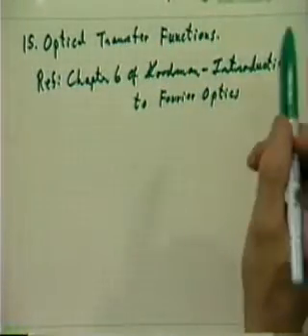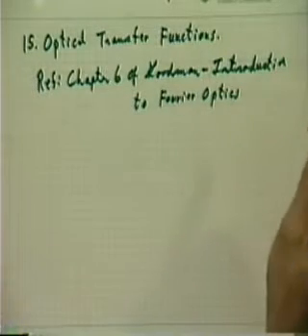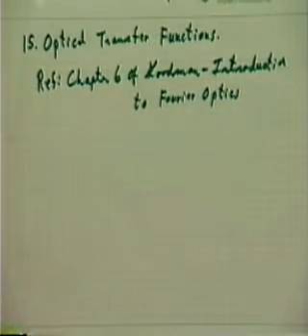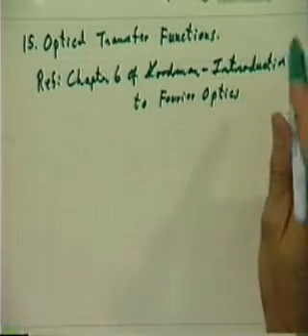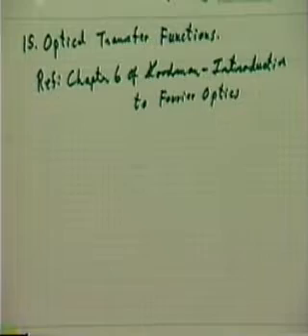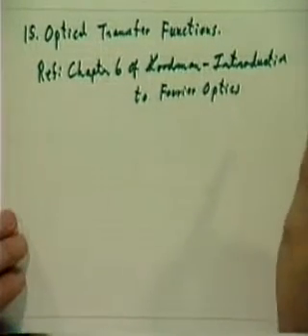We have some object, and this object has some spatial frequencies in it, and this object is going to be imaged by our optical system, and the image is going to have some spatial frequencies in it. We're going to calculate the ratio of the amplitudes of the spatial frequencies in the image to what was in the object, and this then will give us an idea as to how well the system is performing.